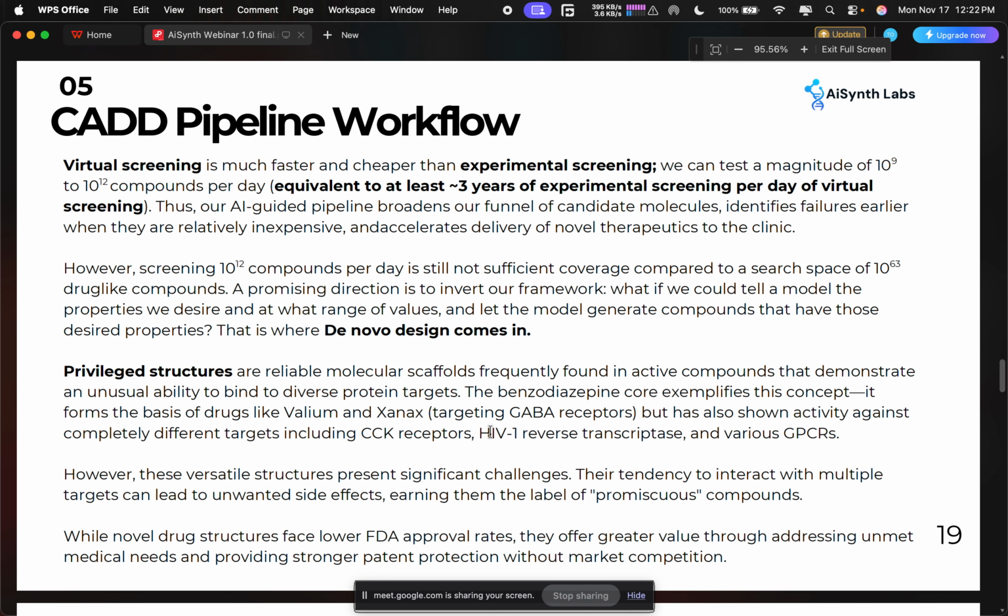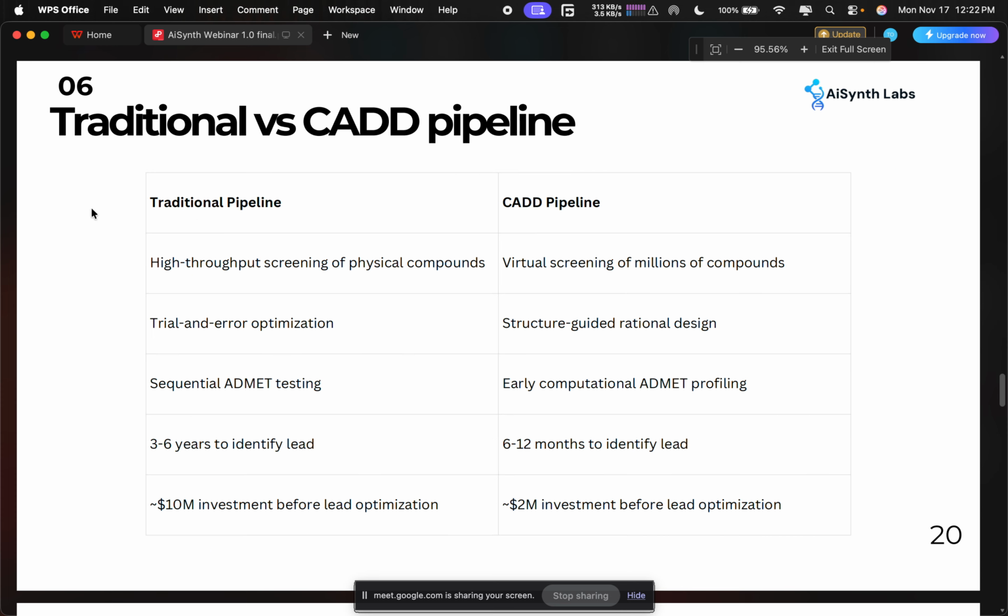So it depends on what you're trying to achieve. If the novel design achieves what you want to achieve, fine. If virtual screening does it, fine. So you just have to understand the disadvantages and the advantages of these different methods and how you go about them. So let's look at traditional versus CAD pipeline.